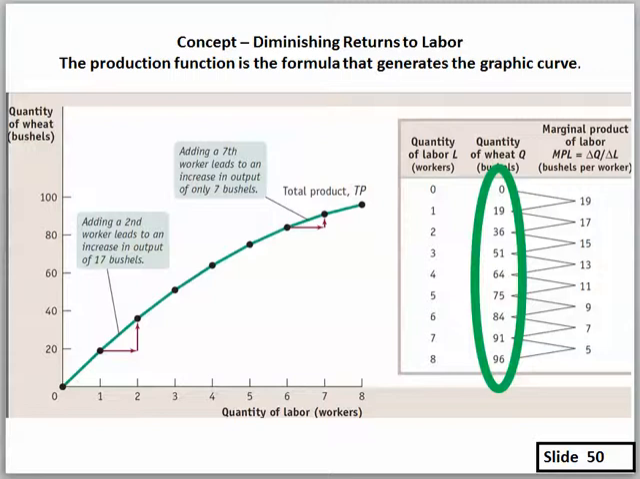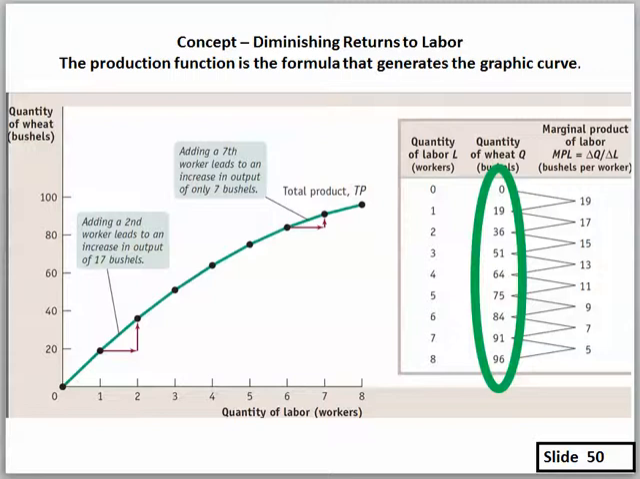Now, if we go to the similar arrows on the right side of that curve up near the top, where we added the 7th worker, we see that the 6th worker gave us a certain amount of output, but the horizontal arrow going over from the 6th worker to the 7th worker is exactly the same length as the horizontal arrow from the first worker to the second worker.